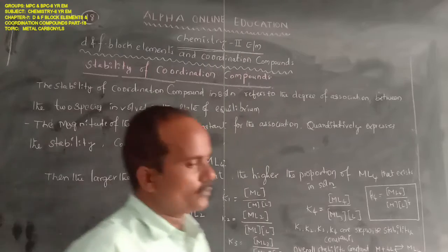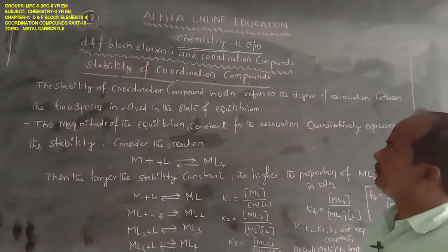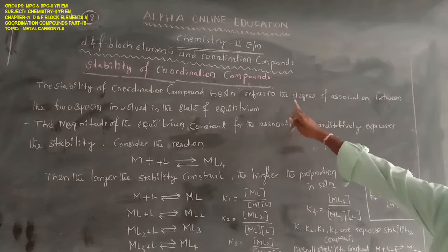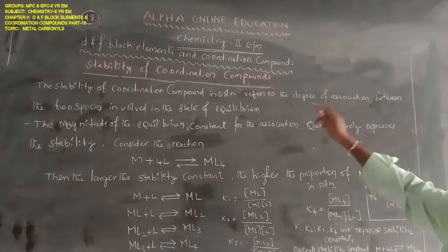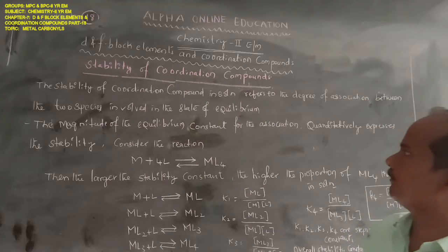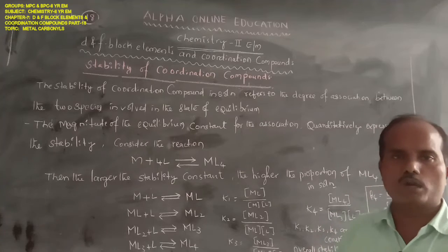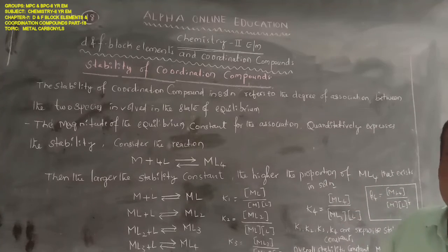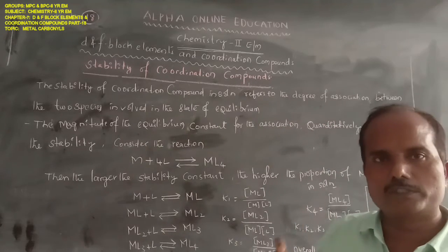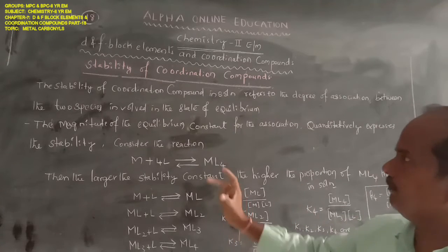Now, stability of coordination compounds. The stability of coordination compounds in solution refers to the degree of association between the two species involved in the state of equilibrium. The stability of coordination compounds depends upon the degree of association of two species at the equilibrium state.